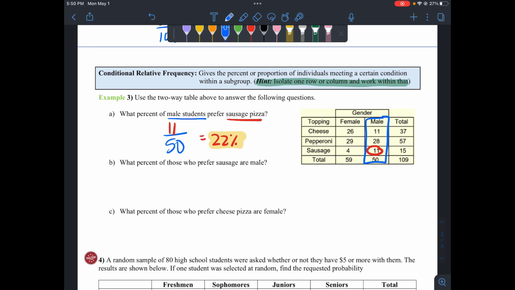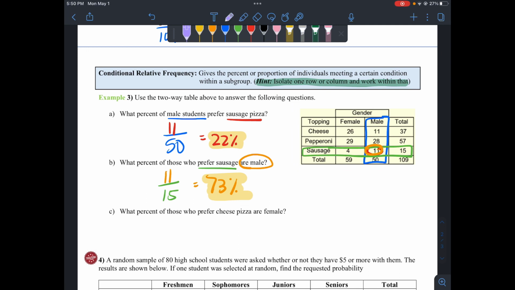Okay, now we want to look at what percent of those who prefer sausage are male. So I'm going to look at how many of those who prefer sausage. So I have 15 who prefer sausage. And then I want to know how many of them are male. So again, I would have 11, which would be 73%.